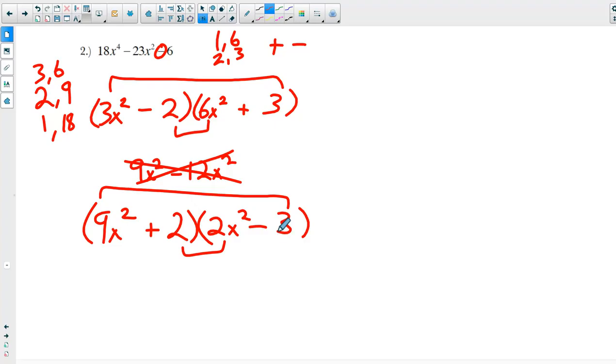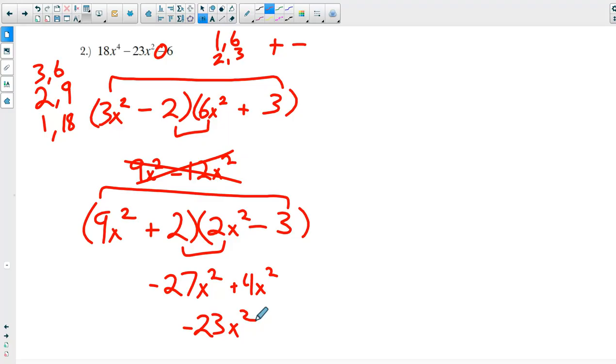Multiply them out. So 9 times 3 gives me negative... Try it without a calculator. Negative 27x squared. Multiply the 2's together. You get a plus 4x squared. Does that work? It does work. I do end up with negative 23x squared.